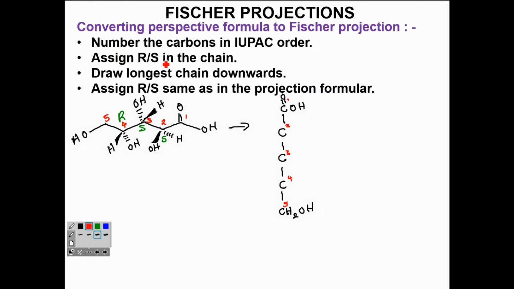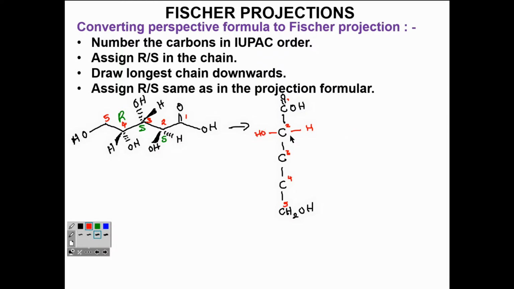We've assigned the R and S configuration, and if you don't know how to assign R and S, please use the link below in the description to get over 1 hour of practice and worked examples showing you how to assign R and S configuration in a molecule. So on carbon number 2, it should be an S. You have OH and hydrogen. So the only way to get an S is to put your hydrogen to your right and your OH to your left.